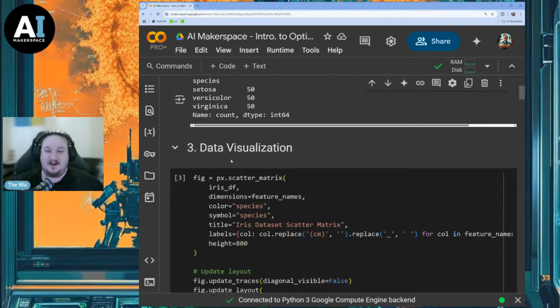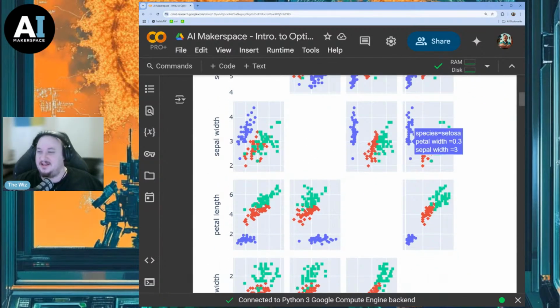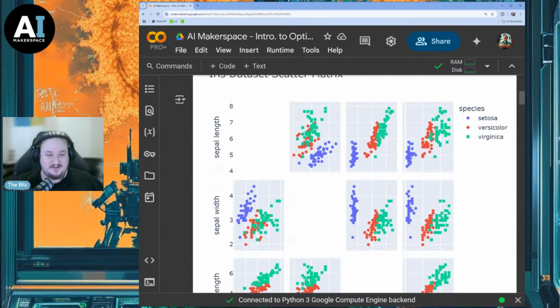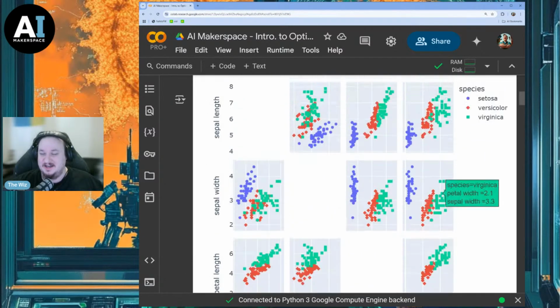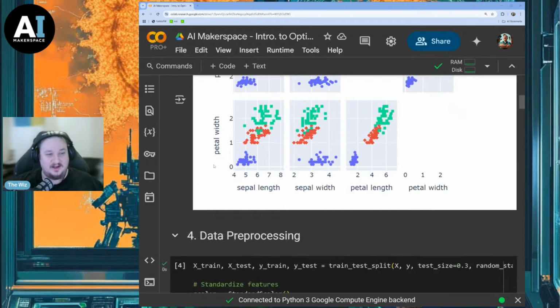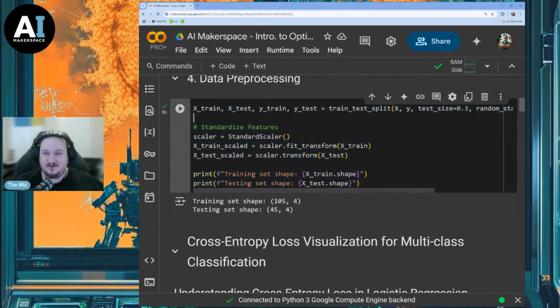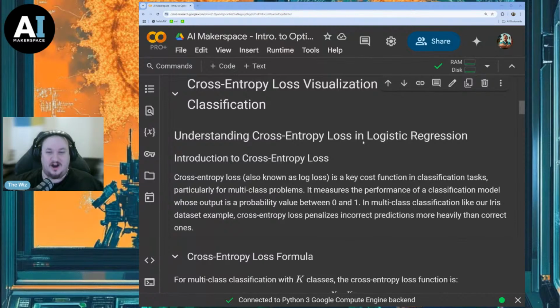So let's look at our data and see that, okay, it's probably going to be easy to figure out which flower is which. We can see among the classes there's clear separation that exists along some of the features. And so we should be able to nail this. So, spoiler alert, we can. Okay, we're going to pre-process it. We're going to do a train test split like the good old days. And then we're going to work through cross-entropy loss.